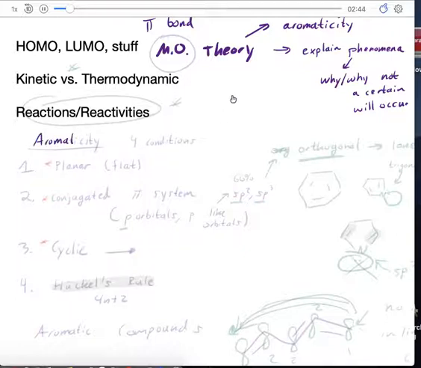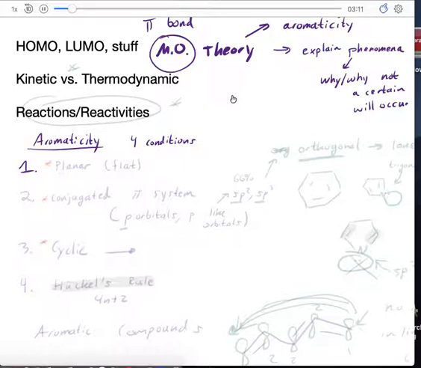Aromaticity. So remember, for a compound to be aromatic, it's got to meet the 4 conditions. If it fails any one of these conditions, it will not be aromatic. It'll be non-aromatic or anti-aromatic. Yeah, we'll get into that. We'll use MO theory to explain.